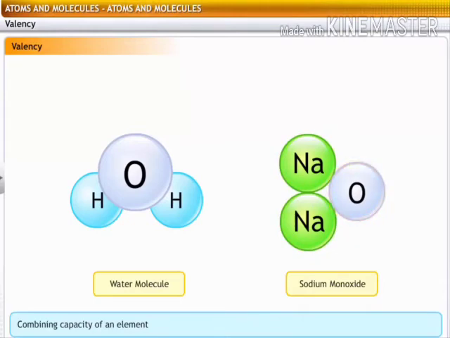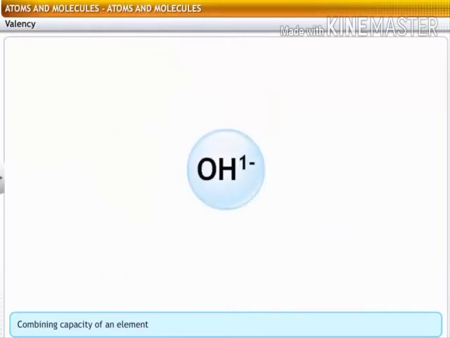Here the compound is formed by 2 different elements, and such compounds are called binary compounds. Some compounds have more than 2 elements or a group of elements as ions. For example, an OH ion. It consists of a hydrogen and an oxygen atom, and its valency is 1.